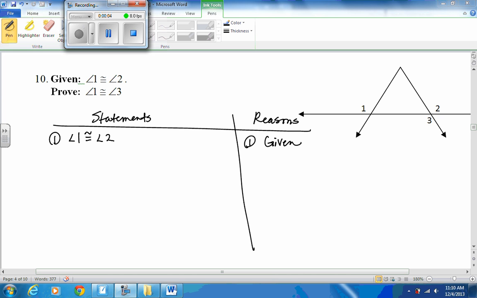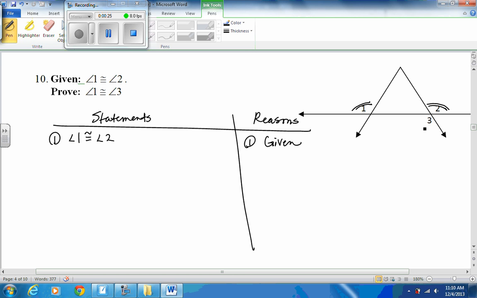All they give us is angle 1 congruent to angle 2. Somehow we're supposed to tie angle 1 not only to angle 2, but to angle 3. So how can you get from that relationship to angle 3? What type of angles are 2 and 3?